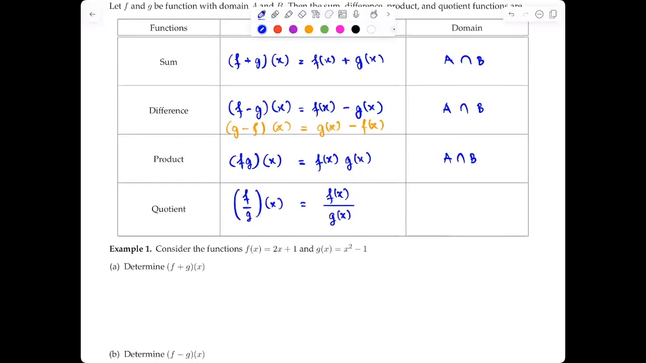Now this is where it gets complicated, because this is a fraction. Okay. The domain is still A intersect B. But you need one more condition: in this case, g of x has to be different from 0.